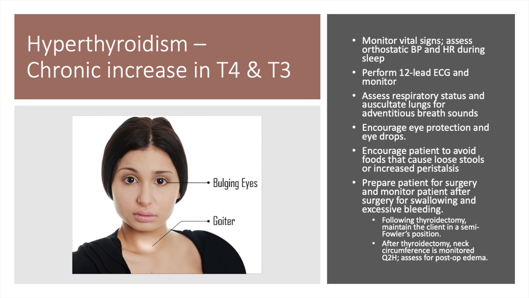And then we have hyperthyroidism. So this is where you have a chronic increase in T4 and T3. You see in this picture an instance of bulging eyes, which is a common symptom when hyperthyroidism is undiagnosed or untreated properly, as well as a goiter that presents right there where the thyroid gland is anterior in the neck, right by the windpipe.